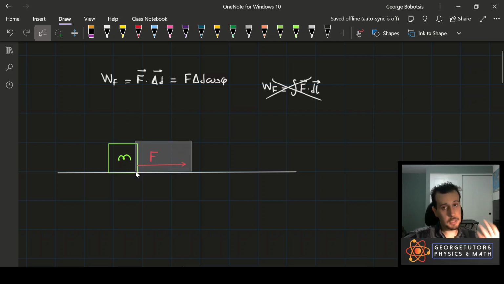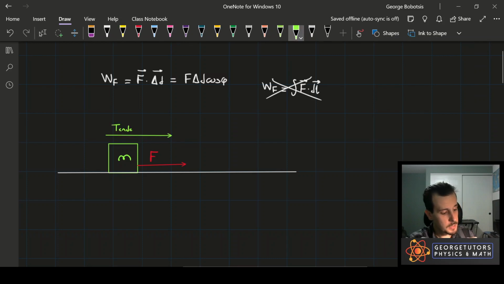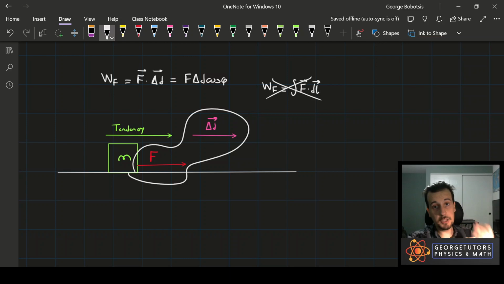In this case, it's very easy to determine the tendency because the only force is F and it's directed to the right, which means right now the actual tendency will be to the right as well, since this is the only force, and that means in the future the displacement of this box is going to be going to the right. Now, looking at this, we see that even if I didn't tell you where the box was moving, I'm able to deduce right now that the actual force F is going to do a positive work.